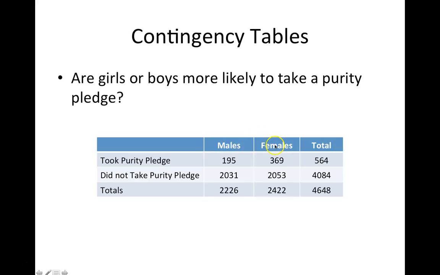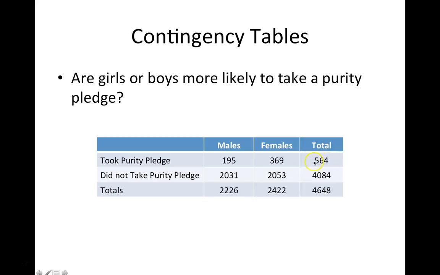So we have males and females. We have those who took the purity pledge and those who did not take the purity pledge. And we have just these raw numbers in here. So there are 195 men in the AdHealth data set, or boys in the AdHealth data set, who took the purity pledge. There are 369 girls who took the purity pledge. There are 2,031 boys who did not, and 2,053 girls who did not.